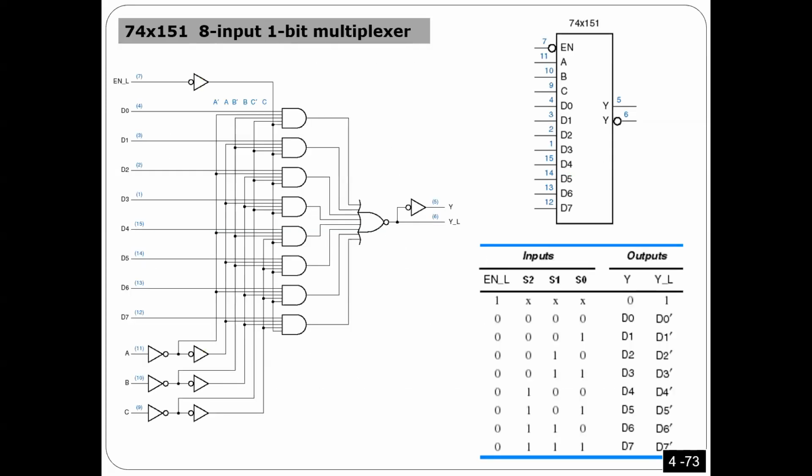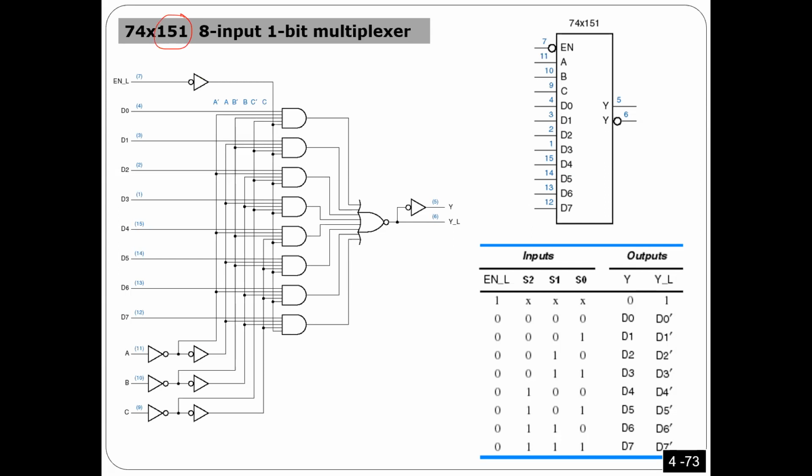So this is, I think, the chip you are using, or one of the chips we have. I think they are going to use this chip in the course, in the labs. It's the 151. This one has an 8-to-1 multiplexer. Okay, this chip is an 8-to-1 multiplexer.